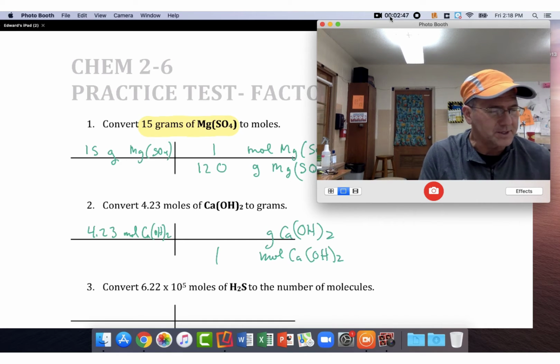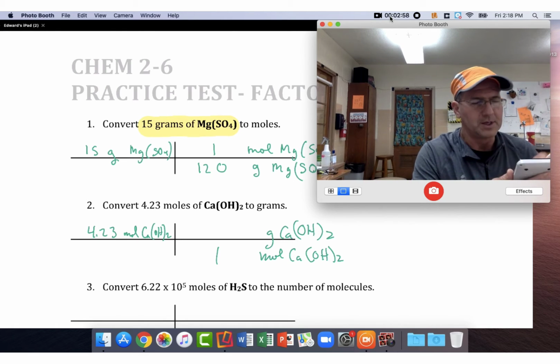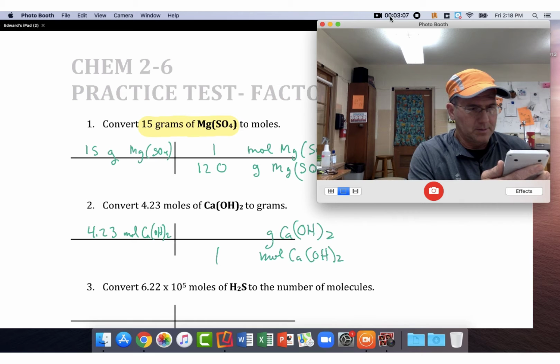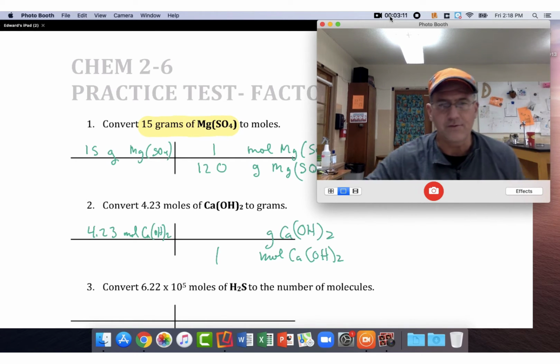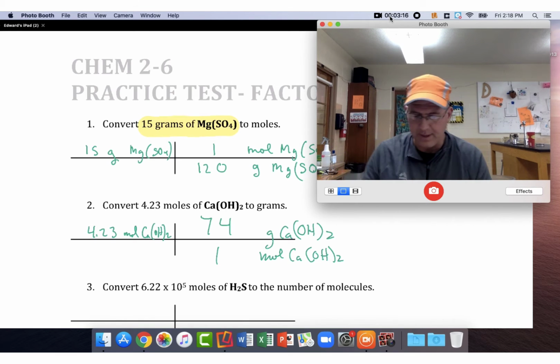So we have calcium, and calcium is 40. Plus oxygen is 16, and there's 2 of them, 16 times 2. Plus hydrogen is 1, and there's 2 of them. So I'm just going to say plus 2. Oops. That didn't turn out the way I wanted on my calculator. 2 plus 2. And enter. I got 74. 74 grams. All right. This time we're going to multiply.